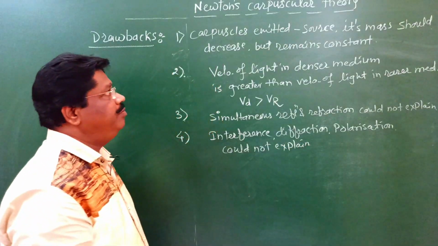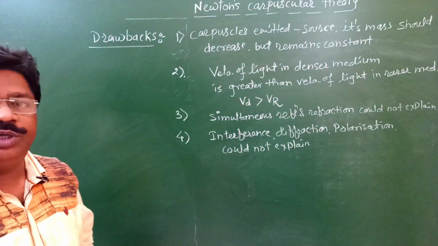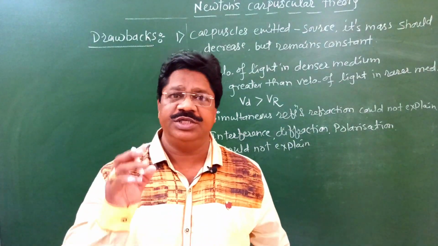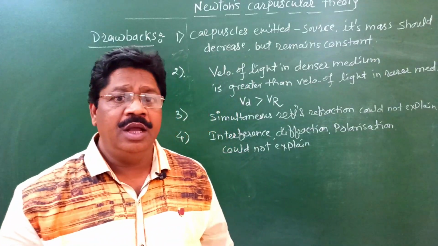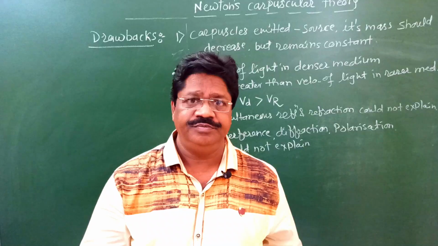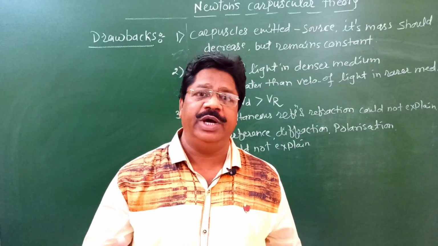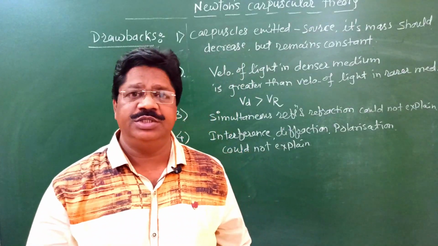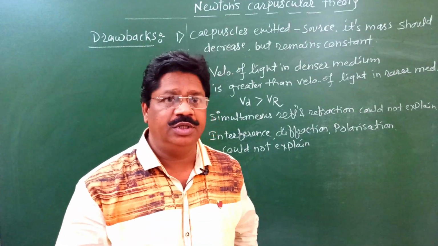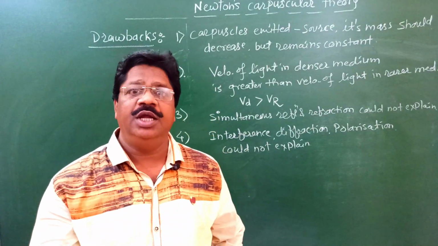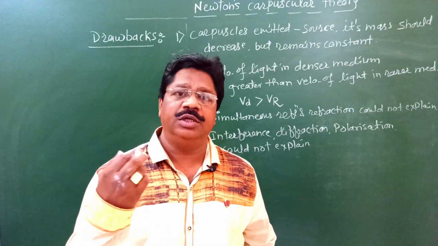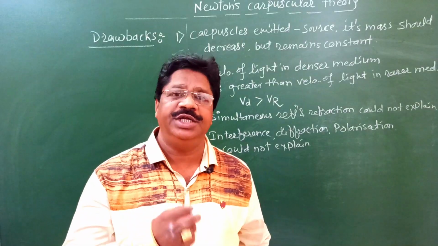And these are the main drawbacks of Newton's corpuscular theory, and therefore at that time this theory was discarded. Later on, in about the year 1678, another theory was proposed by Huygens, whose basis was the wave nature of light. Let us discuss Huygens' wave theory, its postulates, its merits, and again its demerits.